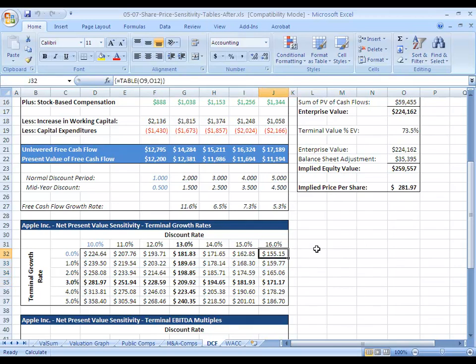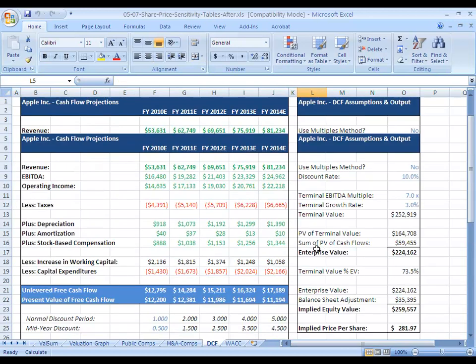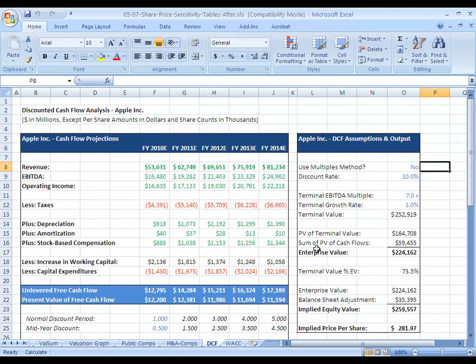So for your exercise now, what I want you to do is to actually create your own data table down here, similar to what I did above for the terminal growth rate, except I want you to use terminal EBITDA multiple instead. So still use discount rate over here, but I want you to use terminal EBITDA multiple for this variable instead. What you should also do is change this back to using the multiples method right here so that the table works properly.